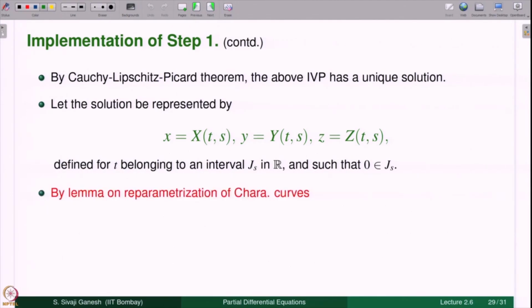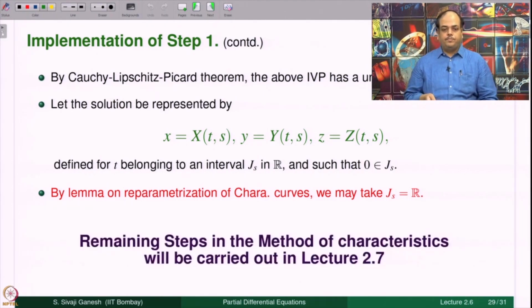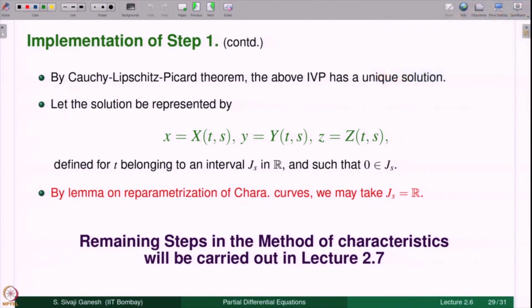Now, recall a lemma that we did on reparameterization of characteristic curves. We may take J_s equal to R according to that lemma. The reason being, let me recall the reason, the system of characteristic ODE is a system of autonomous equations, and for that if you are looking only at the trajectories, you can always change the independent variable, that is namely t there, to make the interval J_s actually equal to R. Trace will be the same. Now, remaining steps in the method of characteristics will be carried out in lecture 2.7, the next lecture.